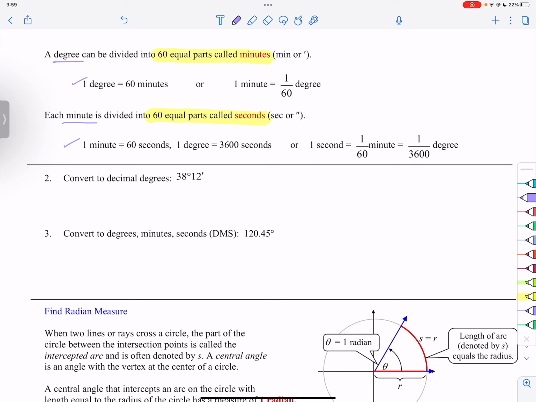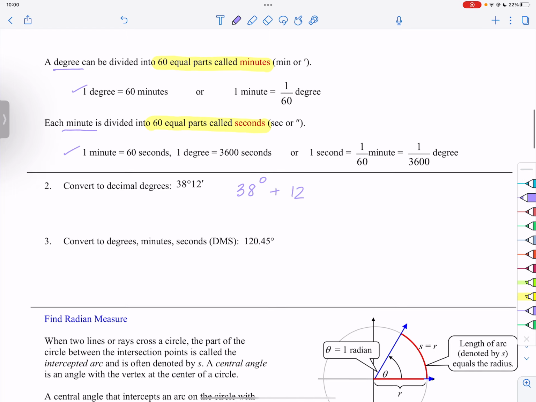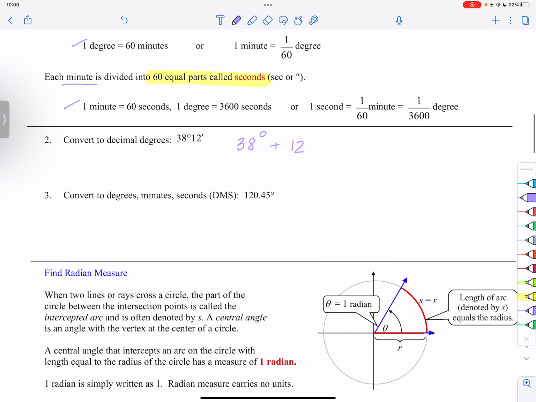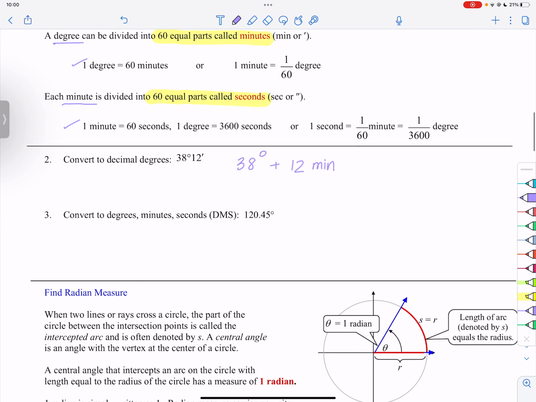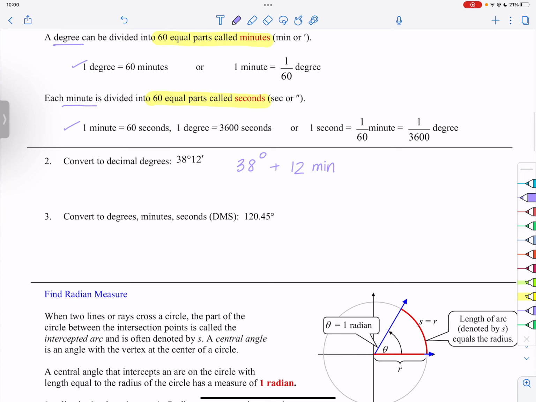So we're given 38 degrees and 12 minutes. So how would we convert that? Well, let's start with 38 degrees, and we have 12 minutes added to that. Now we're going to have to convert minutes to degrees. So as you can see here, we have 1 degree is equal to 60 minutes right here.